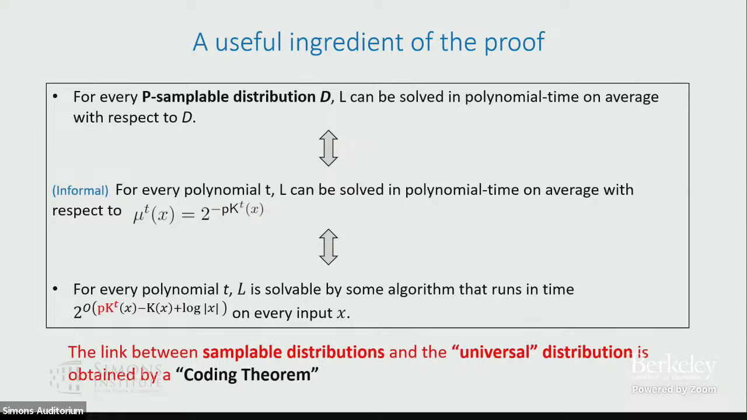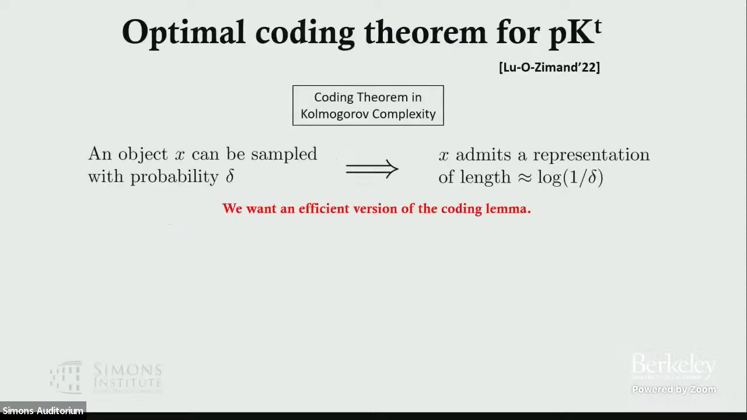And I want to first tell you about how to link these two things, like p-sampleable distributions and the universal distribution. And this is done through a coding theorem. It's precisely what Eric told us about in the morning, but we're going to need a time-bounded version of the coding theorem. Okay, and so the main ingredient is going to be an optimal coding theorem for PKT. In the unbounded case, these coding theorems say, if you have an object, a string, and you can sample it with probability delta, then there's a representation of length log 1 over delta. And we want an efficient version of this theorem.